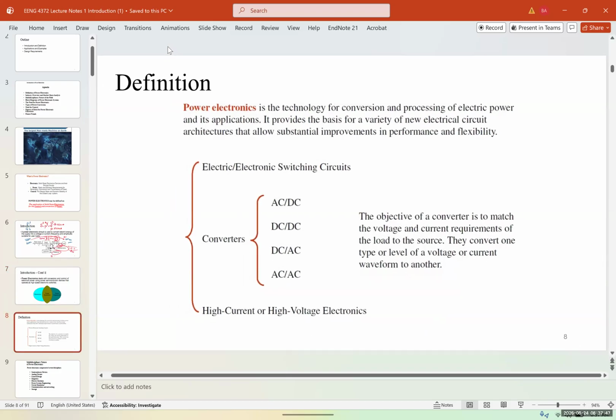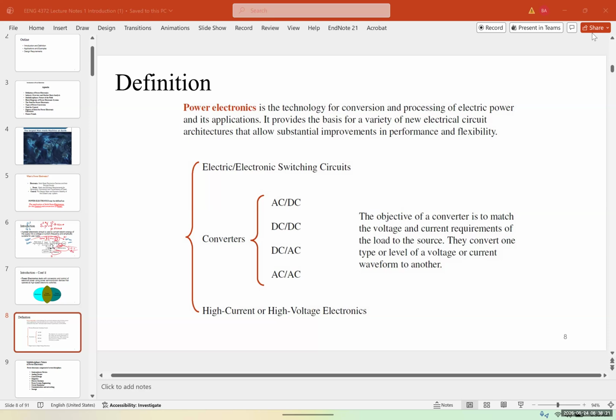Now this is another interesting graph. It's a definition of power electronics. Again, it's a technology for converting one type of power to another and for processing it and controlling the voltage and current, sometimes frequency as well. So power in general. And it provides the basis for a variety of new electrical circuit architectures that allow substantial improvement in performance and flexibility.